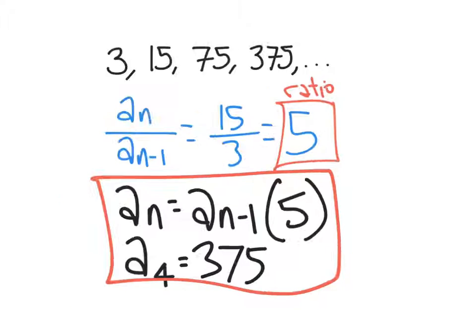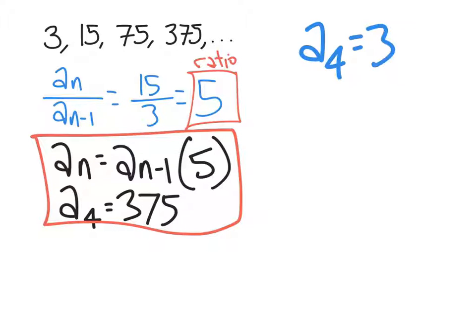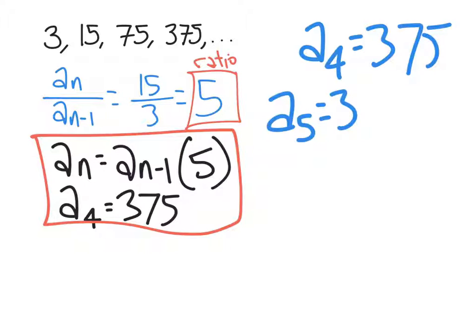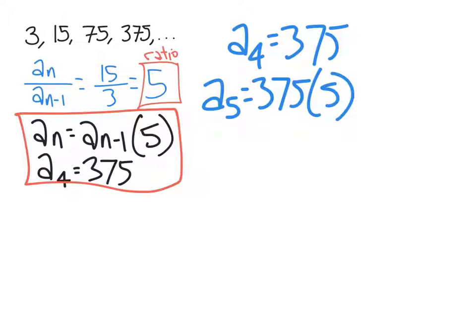How do we figure out what the next 5 terms are? Well, I know that a sub 4 is 375, right? What is a sub 5? A sub 5 is going to be the previous term, 375, times what? Times 5, because that's our ratio. And what is that going to give us? 375 times 5, if you plug that into your calculator, is going to give you 1875.